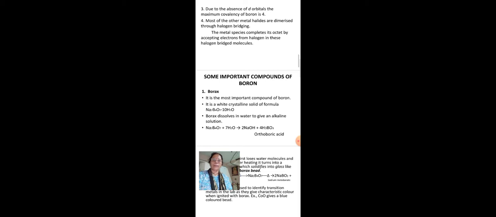Some important compounds of boron, that is borax. Everyone knows it is an important compound. It is a white crystalline solid, formula Na₂B₄O₇·10H₂O. Borax dissolved in water gives an alkaline solution, and it gives orthoboric acid. On heating, borax first loses water molecules and swells up. On further heating, it turns into a transparent liquid which solidifies into a glass-like material known as a borax bead.